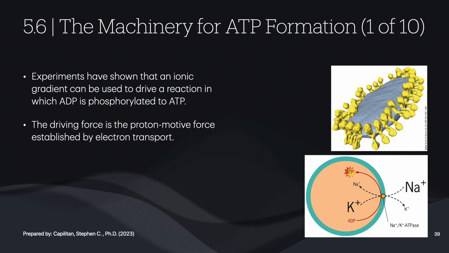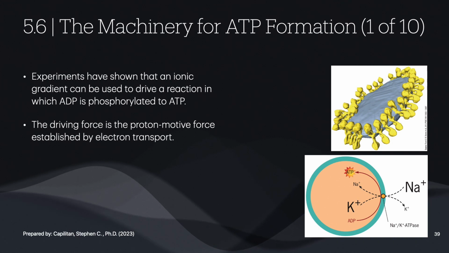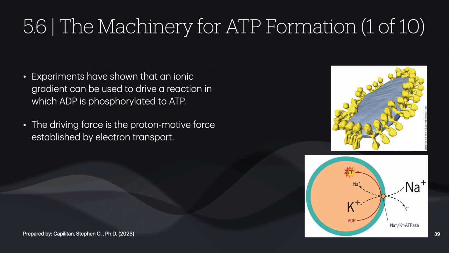Experiments show us that the ionic gradient can be used to drive a reaction in which ADP is phosphorylated to ATP. The driving force of this proton motive force is established by the electron transport. You see here the figure on top. The top figure is the machinery for ATP synthesis. The second is the ATP formation in membrane vesicles, which are reconstituted with the sodium and potassium ATPase in the exchange.